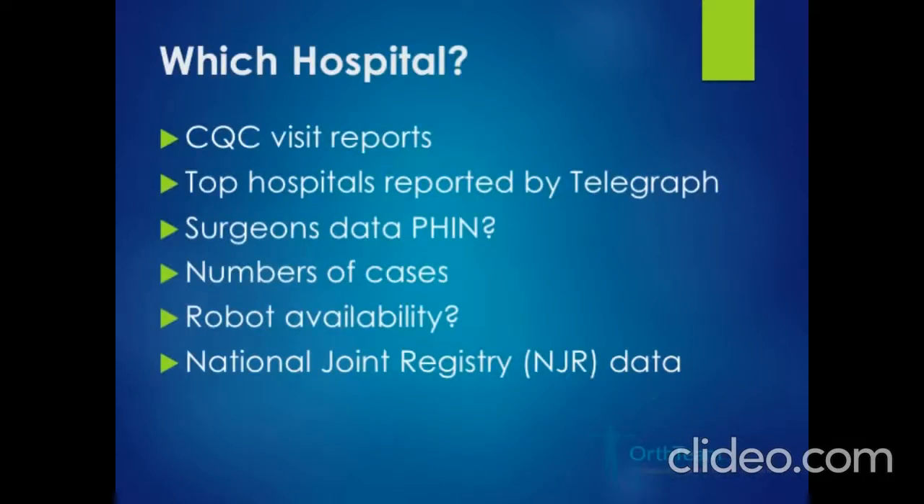So first of all, which hospital would you use? You can look at the CQC visit reports. You can look at the media, and we'll touch upon what the Telegraph said about the Alexandra Hospital in a little while. We could talk about the surgeon's data, and you may have heard of FIN, which is the private hospital's data, but the data that you can get from that is very limited at the moment. You can look at number of cases. You can look, and increasingly we're seeing this, and all three, Winston, Max and myself, have patients coming from far and wide now who are choosing to have a robotic joint replacement. And you can also look at the National Joint Registry, which gives hospital data and also individual surgeon data, and we'll touch on that in a little while as well.